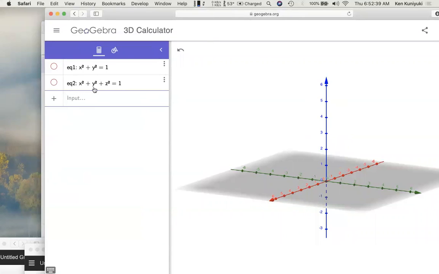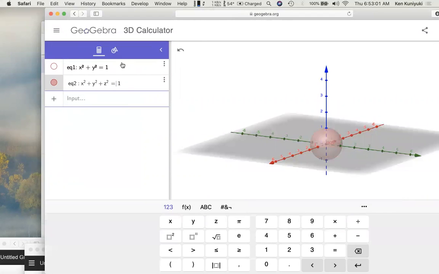What about this? x squared plus y squared plus z squared equals 1. That gives you the unit sphere centered at the origin. You will definitely see these guys in calculus, calculus with analytic geometry. By the way, if you replace this with is less than, you get the interior of the sphere. But GeoGebra doesn't do that, I don't think.